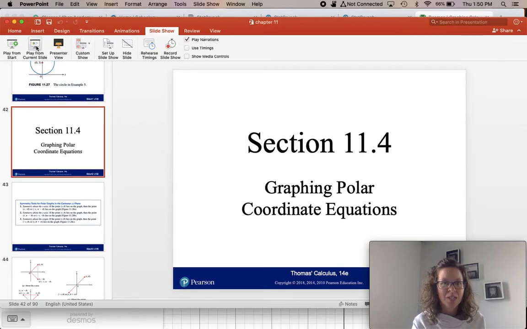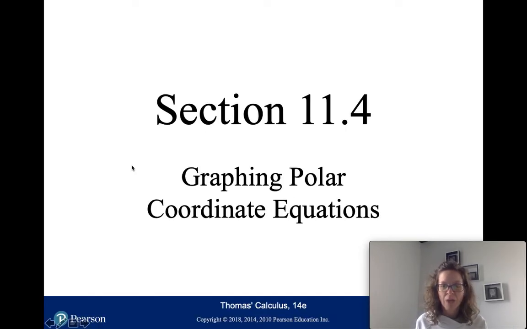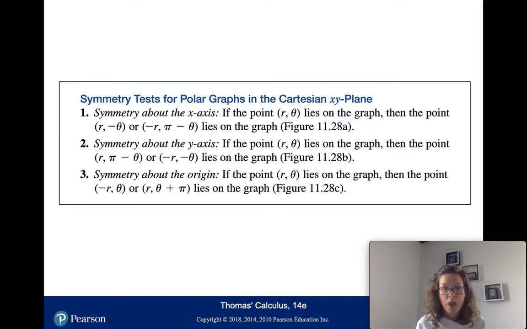We are going to talk about section 11.4. We're going to look at graphing polar equations, and then we are also going to look at finding slopes of polar equations. So to graph them, one of the things we're going to be concerned about is their symmetry. Are they symmetrical about the x-axis? Are they symmetrical about the y-axis? Or are they symmetrical about the origin?